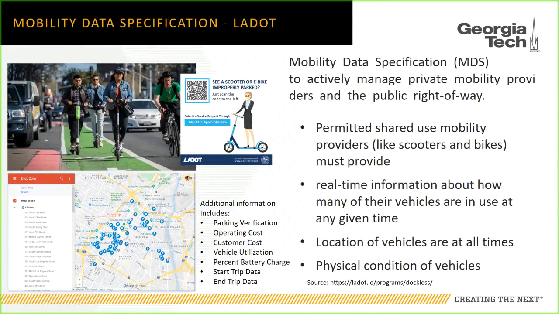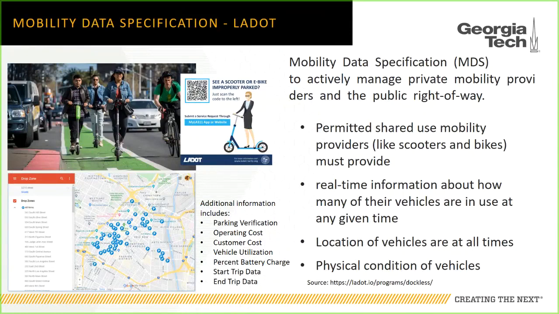And in this particular example from LA, they have developed a specification that calls for how these solutions need to be deployed in the city footprint, especially when you're using the public right of way. This specification also calls for certain data elements to be provided to the city by these providers, for example, knowing exactly where they are in real time, which of these vehicles are used, what condition they are in, and information related to where the trips are originating and where they are ending.